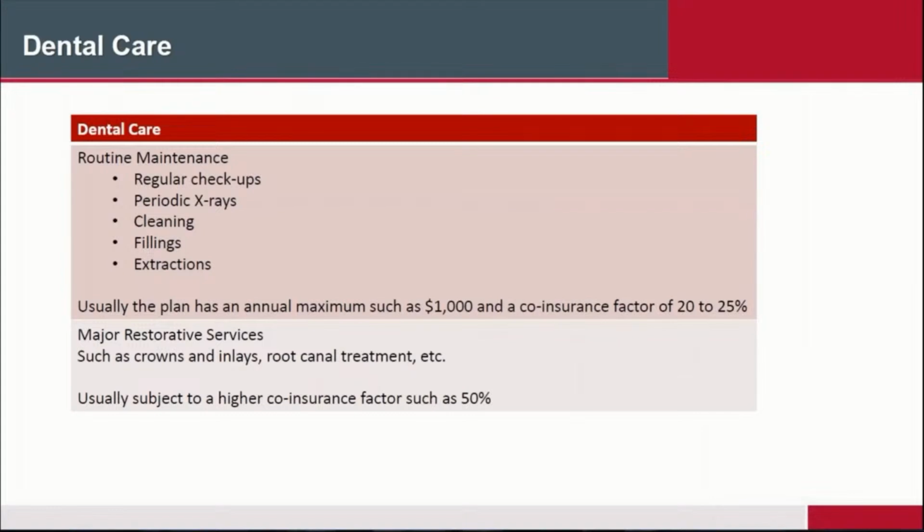Besides the drugs, this is the one that most people go towards. And again, on the exam, they're going to ask you a question about this particular one. All dental plans must cover, and I use the word must, routine maintenance. In other words, this is the basic dental plan. So whenever you buy an extended health care plan, this is the minimum that they must cover. They must cover the routine maintenance, which is regular checkups, periodic x-rays, cleaning, fillings, and extractions. These are basically the most essential coverage of it all.